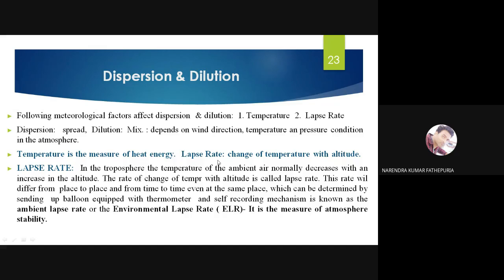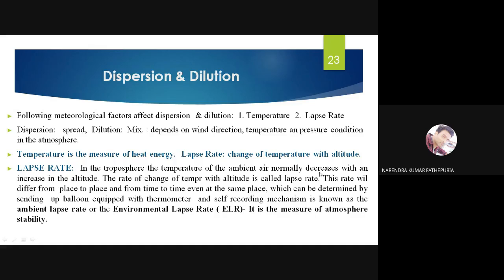So temperature is the measure of heat energy. Number one, the lapse rate is the change of temperature with altitude. So altitude will be on the y-axis, and temperature will be on the x-axis. Then once you plot this graph and take the slope, I will be going into the graph and all that. So the change of temperature with altitude is called the lapse rate. This is very important while you are deciding the weather conditions and the pollution level in the atmosphere. So the lapse rate plays a very important role from the meteorological point of view. I will be talking about all those things one by one. So this is the lapse rate.